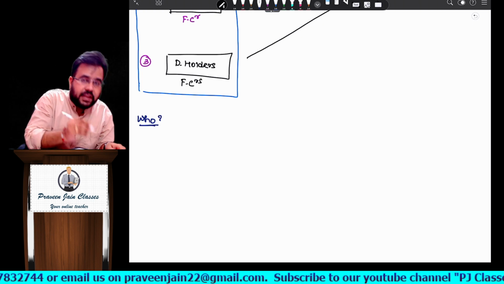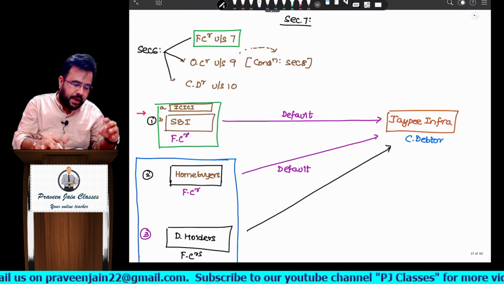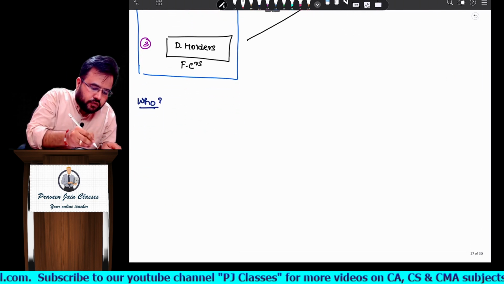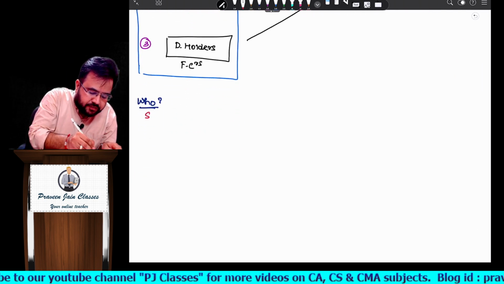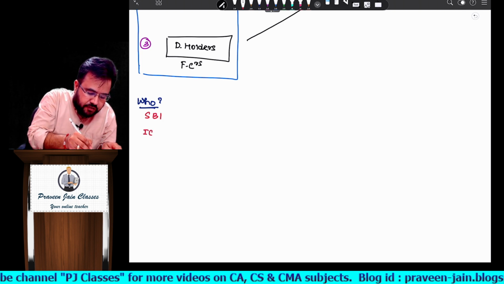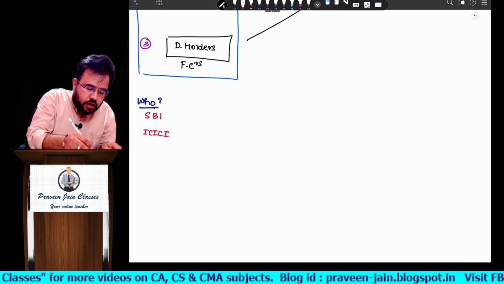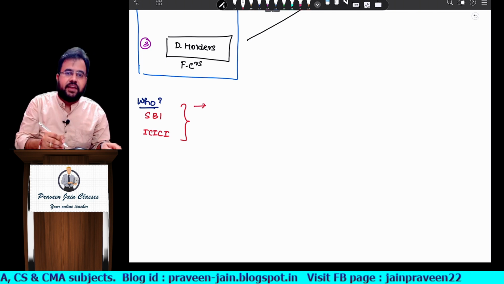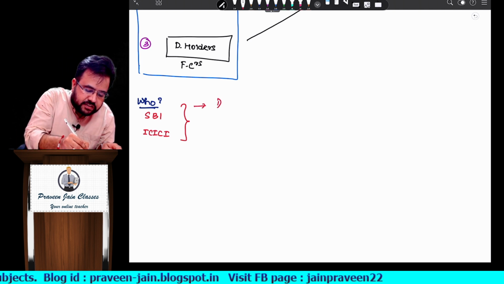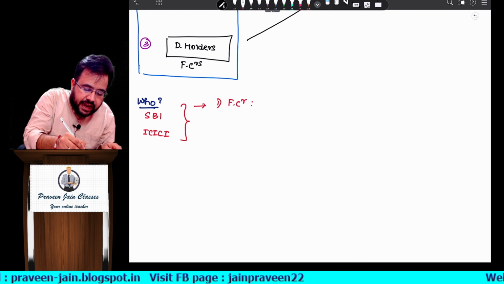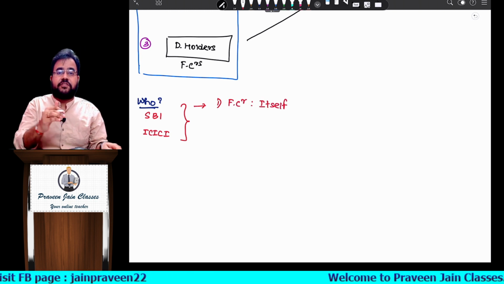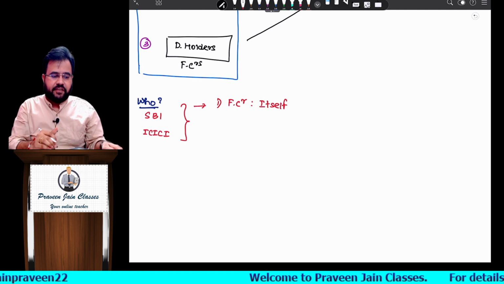Presently my focus is only on banks. We are not talking about the second and third type of financial creditors. So if there is a default to SBI, and if there is a default to ICICI, now the question is, who can file an application? Obviously anybody can file an application. So can I say first, the financial creditor itself can file an application? Agreed or not? The financial creditor itself can file an application.